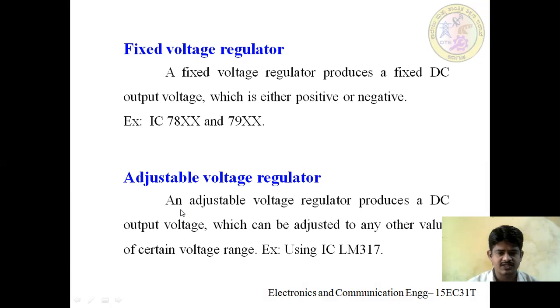Let's go through the definition. An adjustable voltage regulator produces a DC output voltage which can be adjusted to any value within a certain voltage range. An example of this kind of IC is LM317. So this is one adjustable voltage regulator. You can compare this with your fan regulator. In a fan regulator, we change the position of the knob so that the speed of the fan will be changed. So this is one more type in this classification.